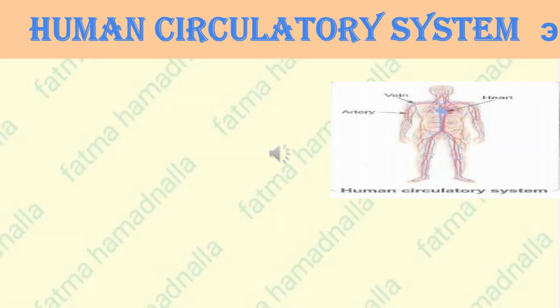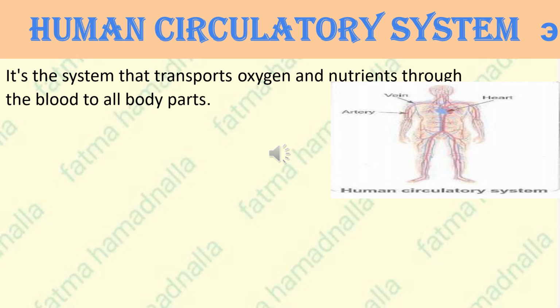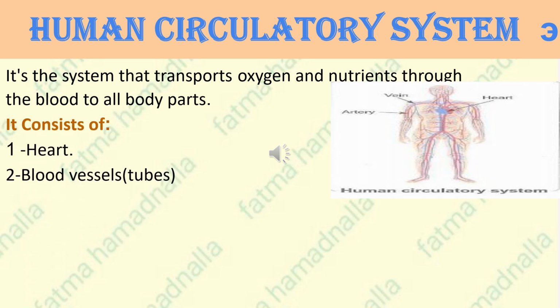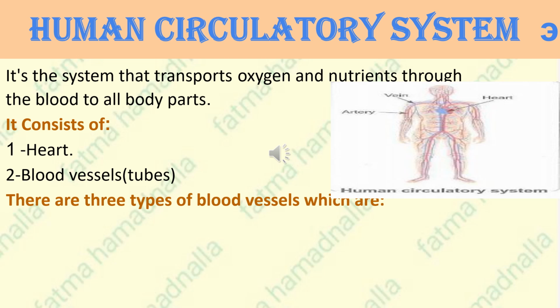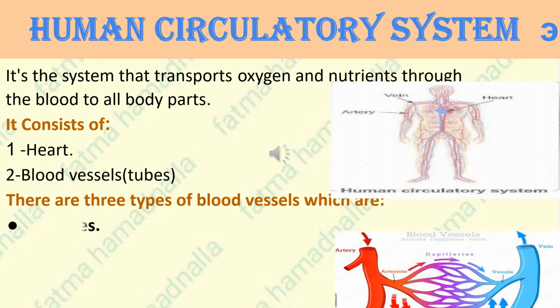And this is the human circulatory system. Okay, what is that? It's the system that transports oxygen and nutrients through the blood to all parts of the body. Okay? It consists of heart and blood vessels, or tubes. There are 3 types of blood vessels. 1, arteries, 2, veins, and 3, blood capillaries. We will discuss them next video, okay?